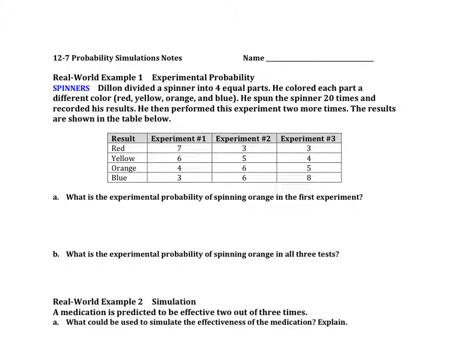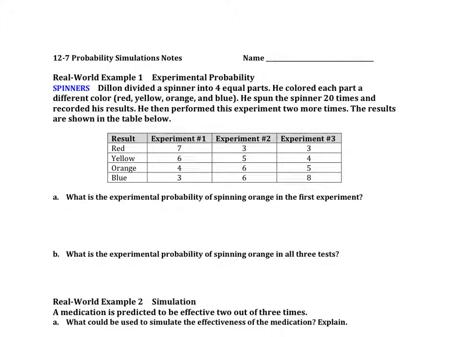Let's review some of the 12.7 experimental and theoretical probability notes. Example number 1. Dylan divided a spinner into 4 equal parts. He colored each part a different color: red, yellow, orange, and blue. He spun the spinner 20 times and recorded his results. He then performed this experiment 2 more times. The results are shown in the table below.